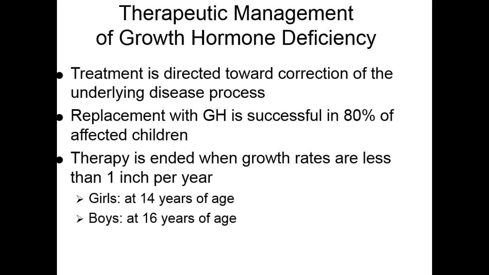The therapy is ended when the growth rate is less than 1 inch per year, usually at 14 years of age for girls and 16 years of age for boys. The optimum time to administer the growth hormone is at bedtime because, interestingly enough, the pituitary gland releases more growth hormone when the body is sleeping. Usually in the first 45 minutes to an hour after they go to sleep, that's when the pituitary gland will release growth hormone. If we can give them a growth hormone supplement at that time, that will enhance it even more.